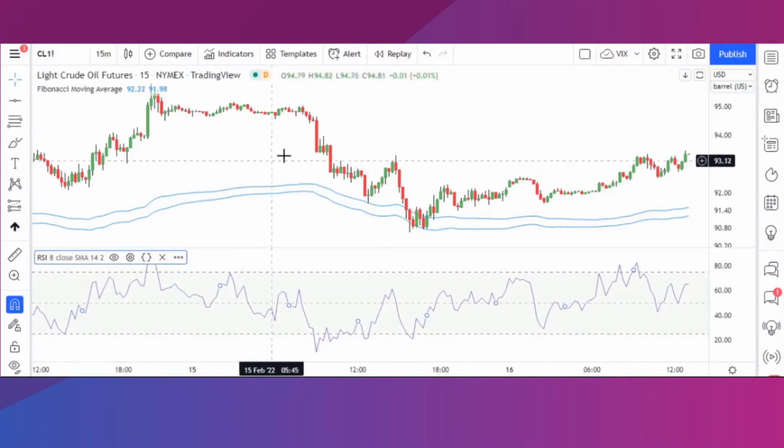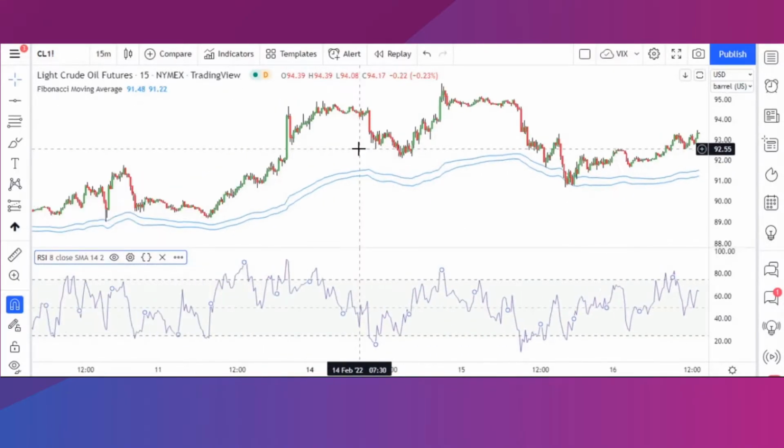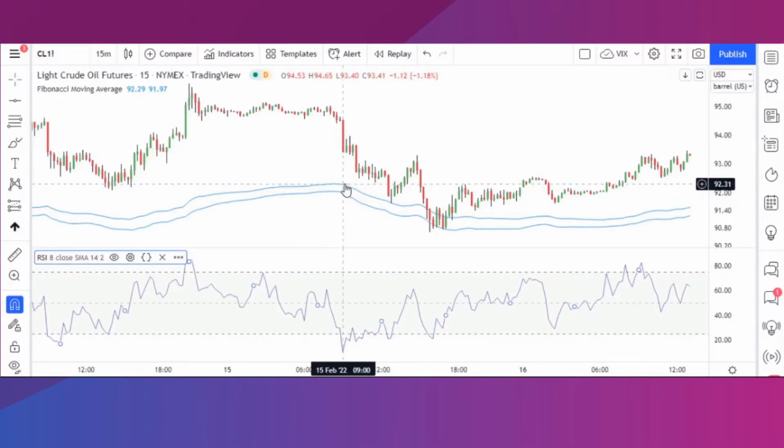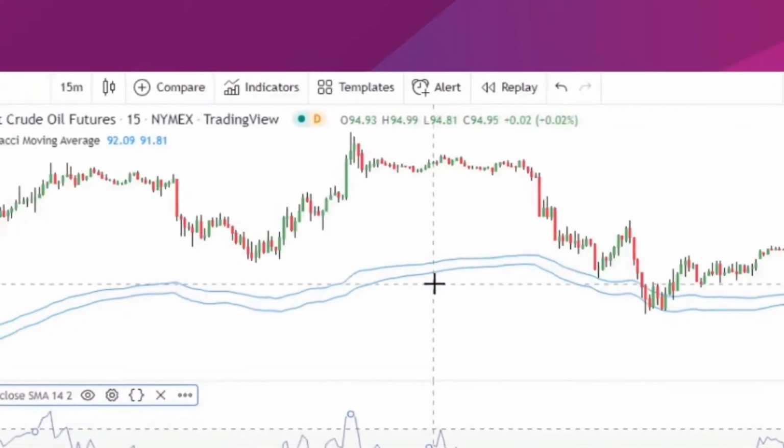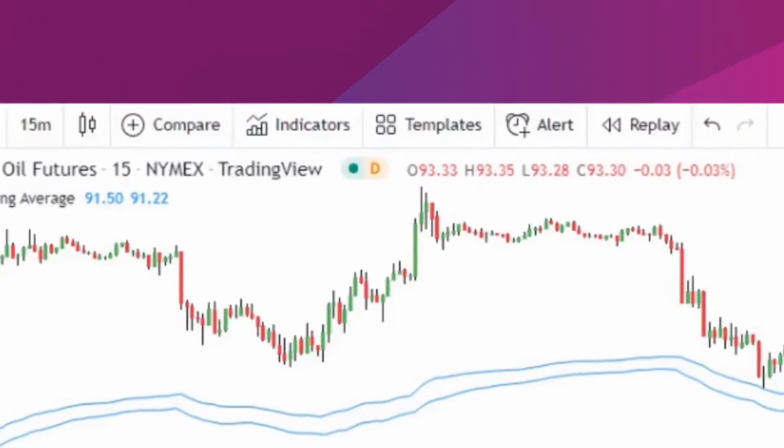So the Fibonacci moving average is generally calculated on both highs and lows. Instead of averaging over the close price, we will average on the high and low, thus giving us a moving zone, as we can see on the chart. Now this indicator can be found on TradingView by simply typing it in the indicator search bar.